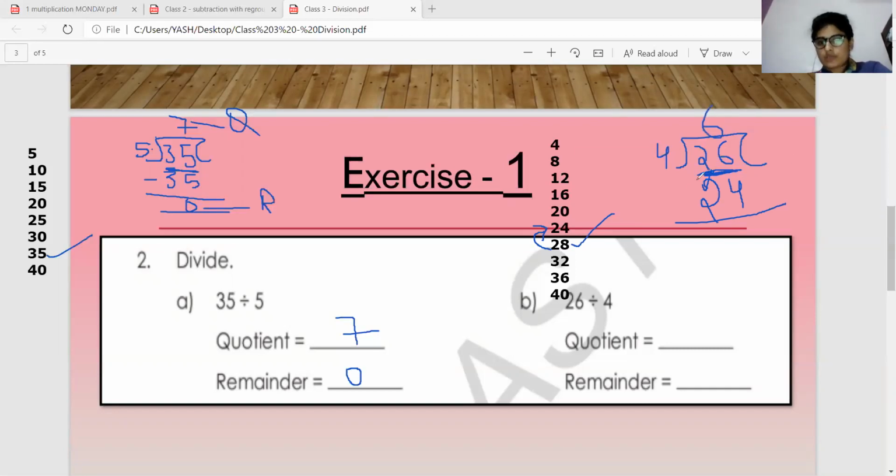Now subtract these two numbers, 26 and 24. So take away 4 from 6. The answer is 2, so write here 2. Can you see, this is called the quotient and this one is called the remainder. So this is our answer. This is how we can get the quotient and the remainder. So you will write the quotient is 6 and the remainder is 2. Thank you.